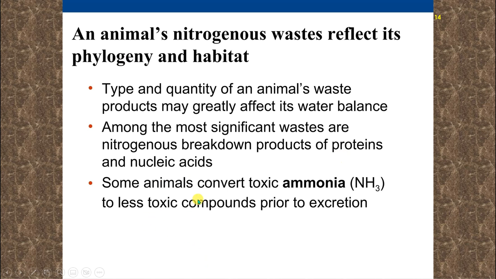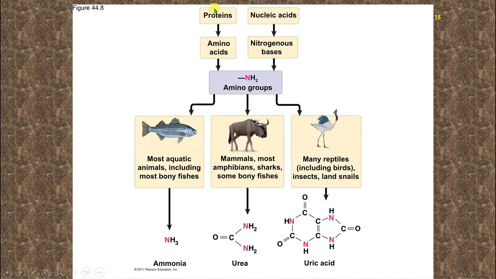So the animals convert the toxic ammonia to less toxic compounds prior to the excretion from the body. For example, the proteins are broken down into amino acids and the NH2 groups, amino groups. In most aquatic animals, including most bony fishes, they excrete the ammonia directly through the secretion produced as ammonia. Whereas in the case of mammals and most of the amphibians, sharks, and some bony fishes, they convert the NH2 containing amino acids to form the urea.